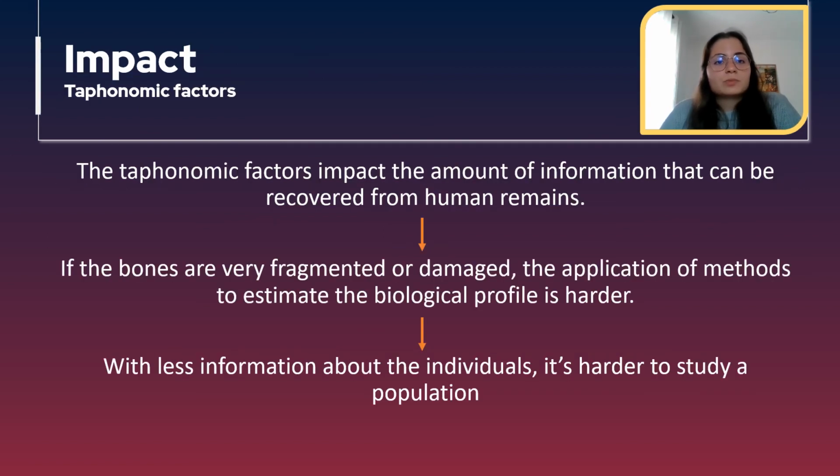So lastly, it's important to think of the impact that these taphonomic factors have on the study of human remains. The more complete the skeleton is, the more information it's possible to extract from it. When the skeletons are very fragile and fragmented or damaged, there will be a lot of specific parts of the bones that are important to apply certain methods to estimate the biological profile that aren't present or are damaged. So with less information about the individuals, it's harder to study a population.